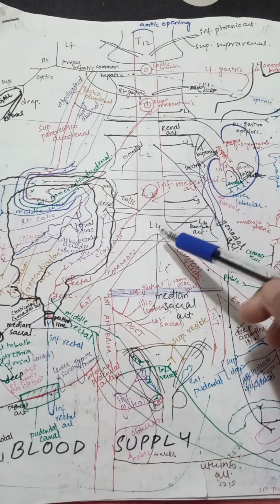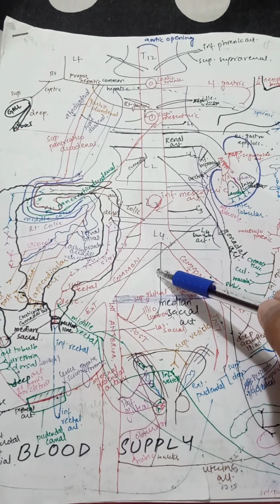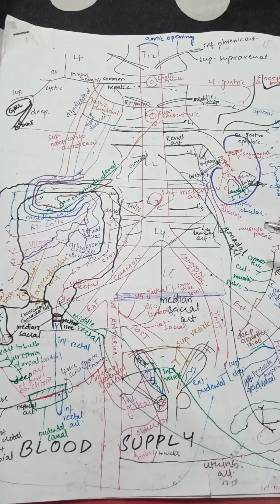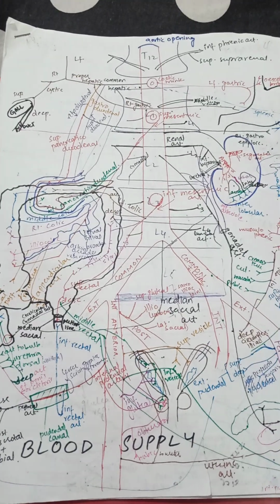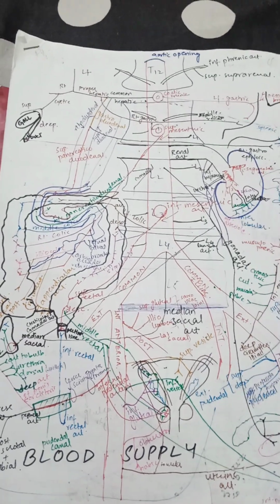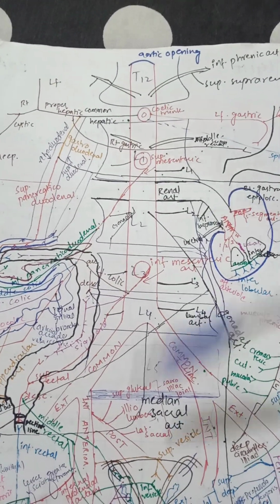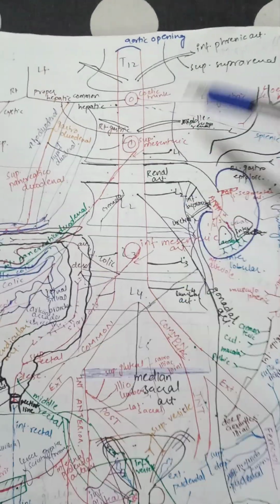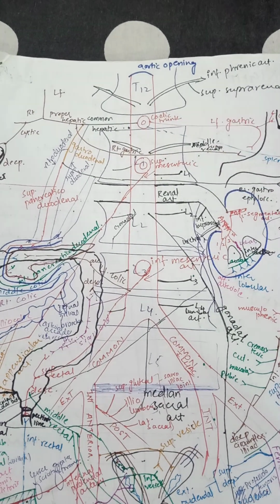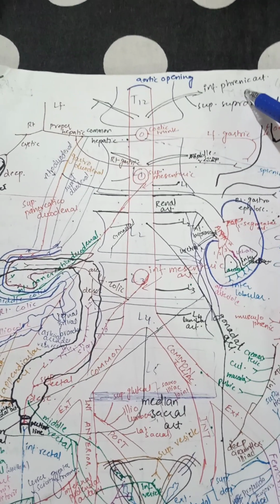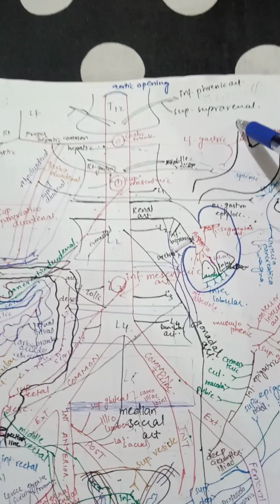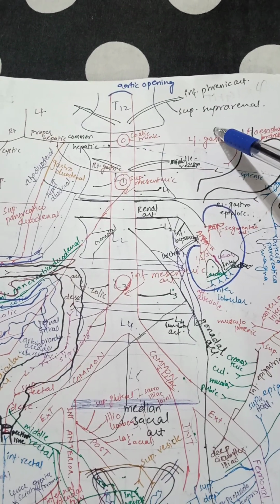Now at the level of L4, aorta will divide into two branches, that is the common iliac arteries, which will further divide into external and internal iliac. We'll discuss them in the pelvic region. These were the terminal branches, and now we'll discuss the lateral branches. These are the inferior phrenic artery first, and the superior suprarenal artery is a branch of inferior phrenic artery.